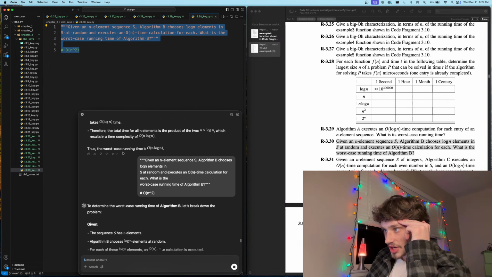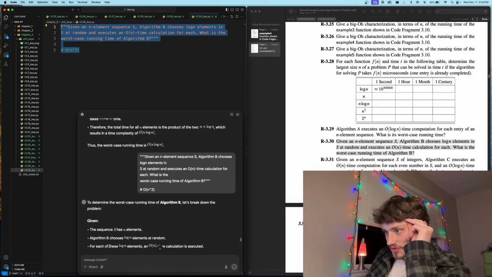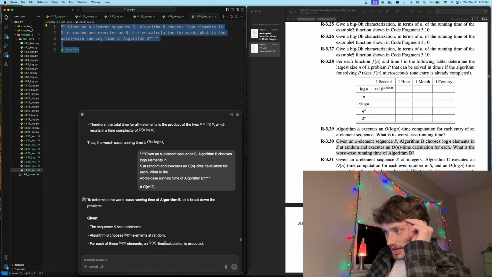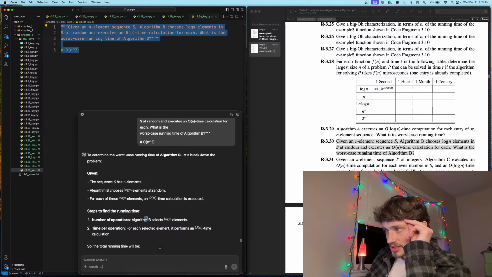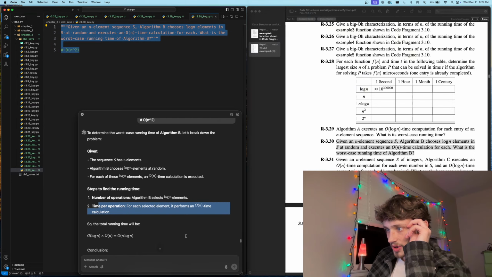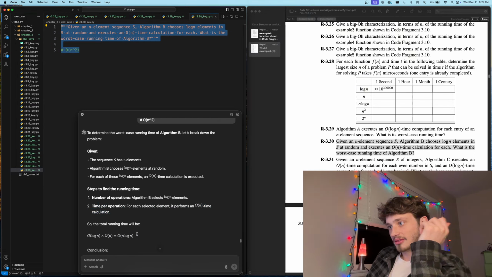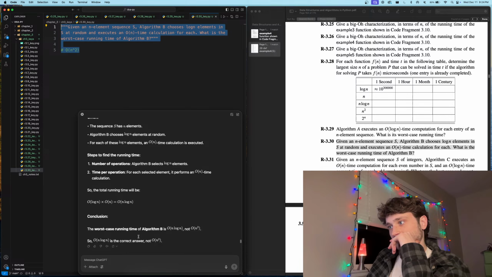To determine the worst case running time of algorithm B, let's break down the problem. The sequence S has n elements. Algorithm B chooses log n elements at random. For each of these log n elements, an O of n time calculation is executed. Steps to find the running time. Number of operations: algorithm B selects log n elements, and per operation is O of n time per calculation. So the total running time would be n log n. Dang it.